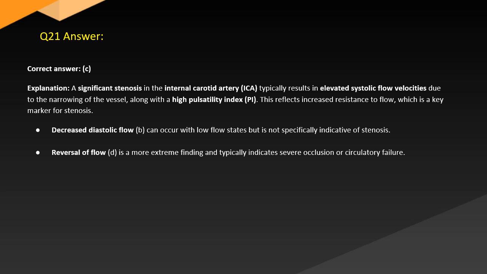Answer. Correct answer: C. Explanation. A significant stenosis in the internal carotid artery typically results in elevated systolic flow velocities due to the narrowing of the vessel, along with a high pulsatility index (PI). This reflects increased resistance to flow, which is a key marker for stenosis. Decreased diastolic flow (B) can occur with low flow states but is not specifically indicative of stenosis. Reversal of flow (D) is an extreme finding and typically indicates severe occlusion or circulatory failure.